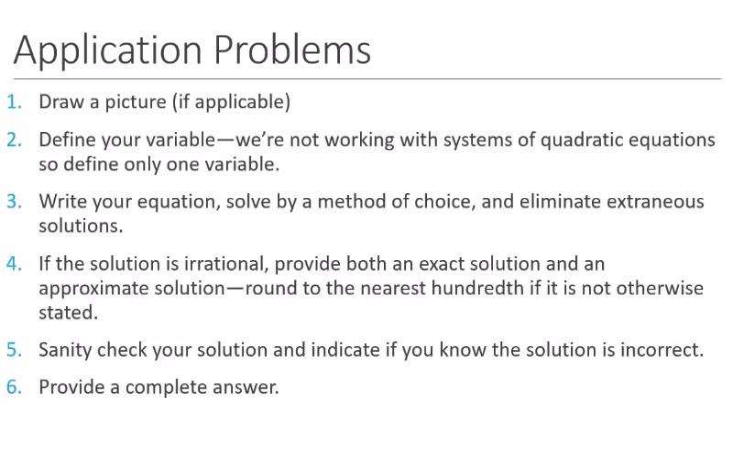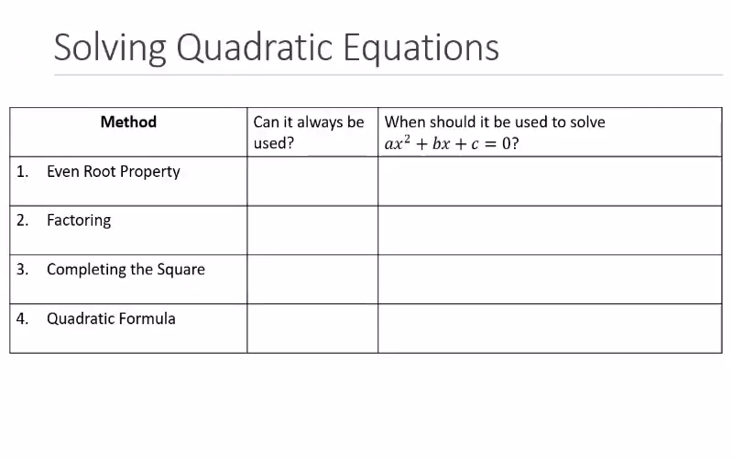So here's something you can freeze if you want to, a step-by-step in terms of how to solve application problems. So you can freeze this for your notes. And so let's do one more thing. I just want to summarize when to use each of these, right? We talked about it earlier, but can even root property always be used?